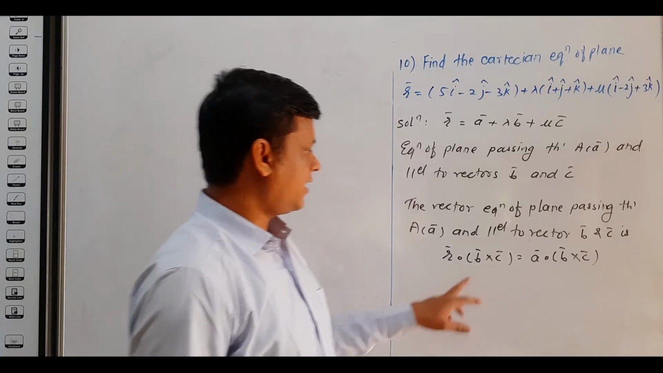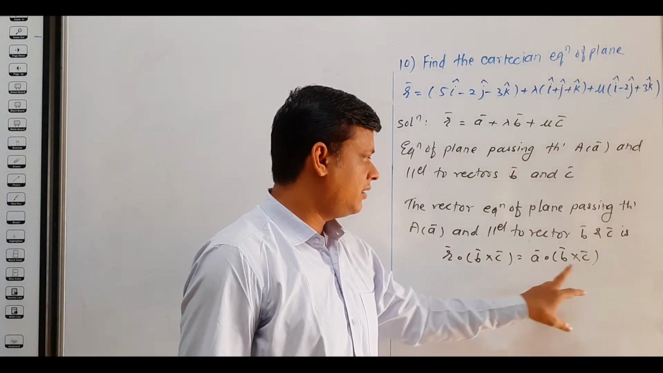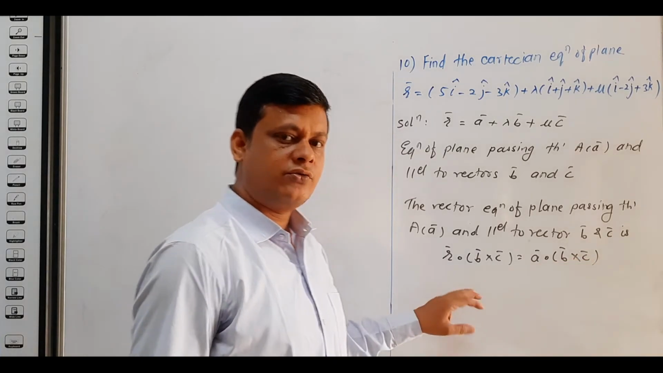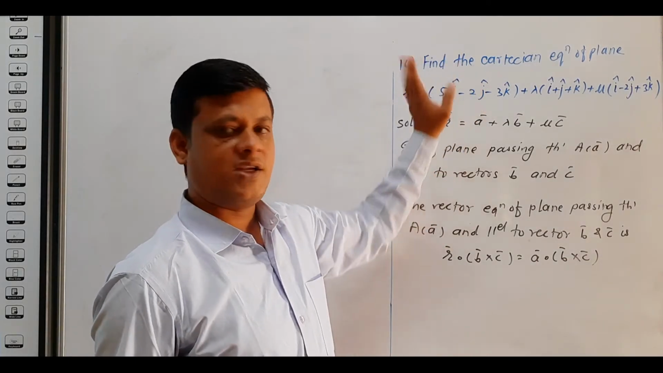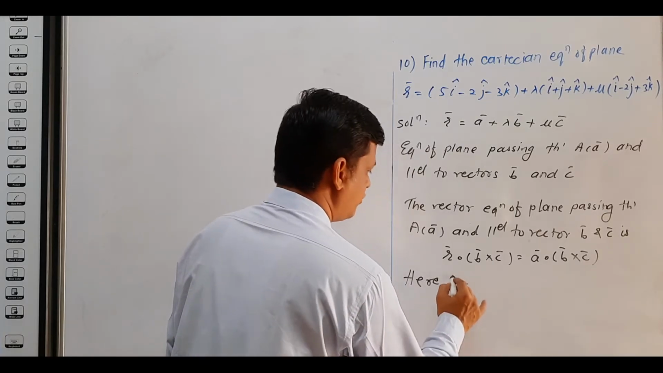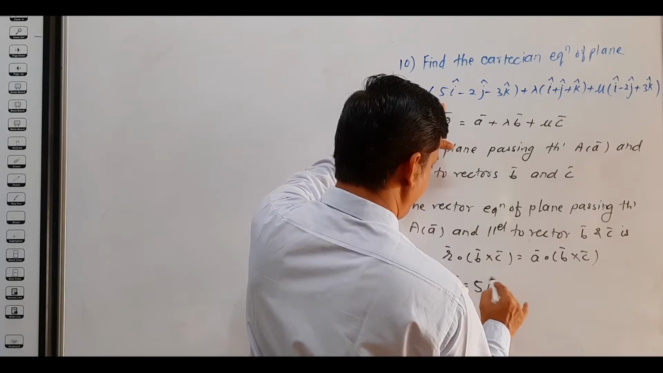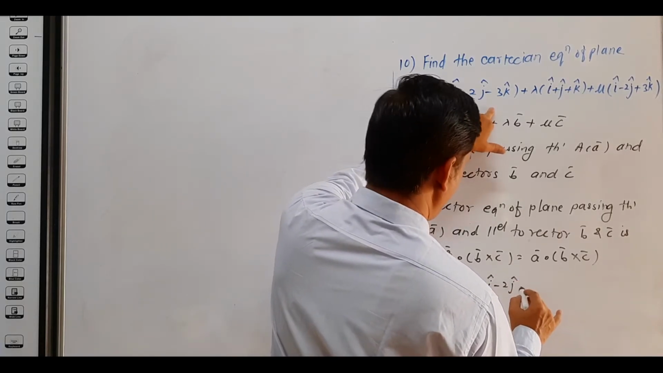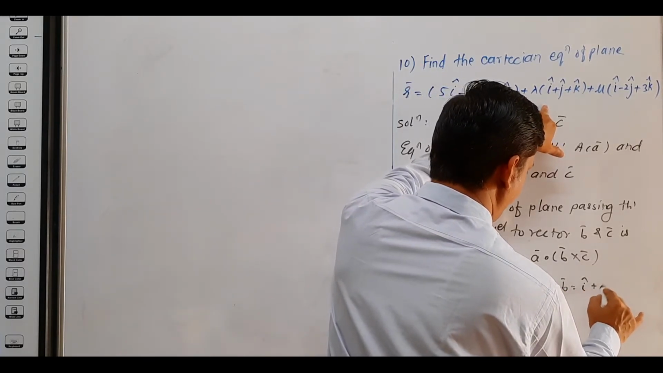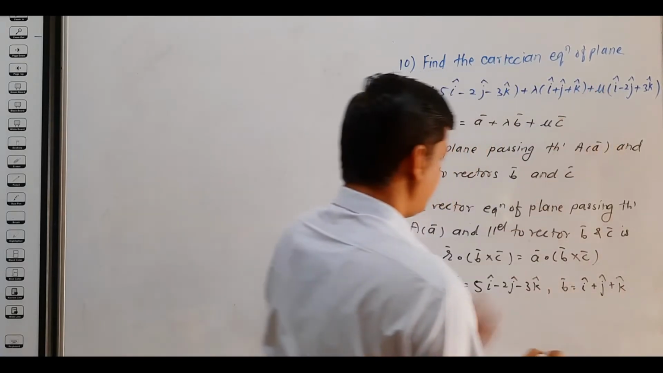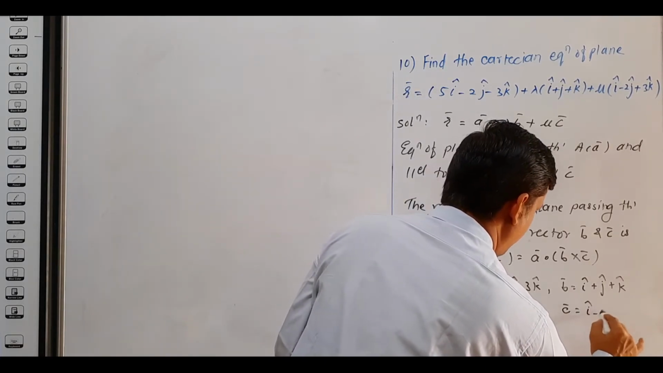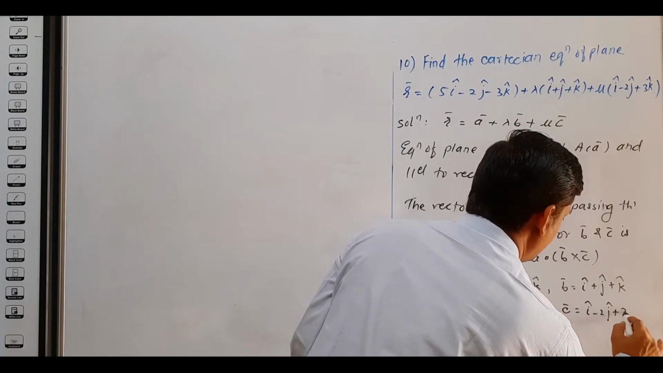So we have the values of vector A, vector B, vector C. So first we find B bar cross C bar, then A bar dot B bar cross C bar, and we reduce this equation then afterwards to Cartesian form. So here vector A is equal to 5i minus 2j minus 3k, vector B bar is equal to i plus j plus k, and vector C is equal to i minus 2j plus 3k.